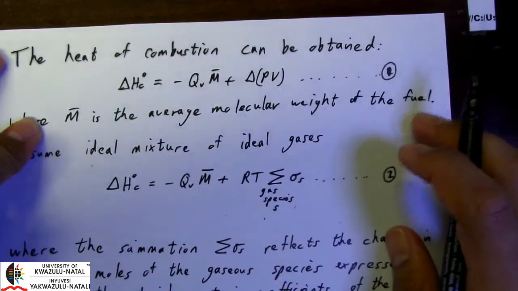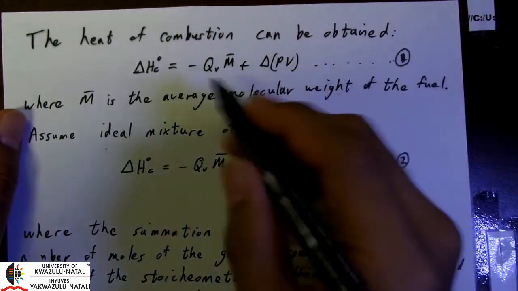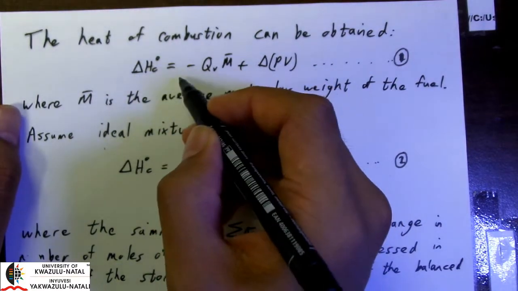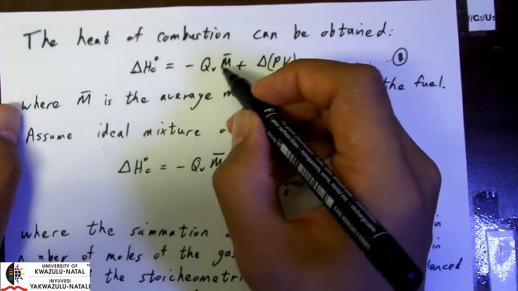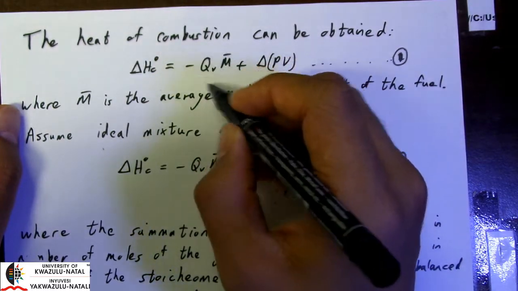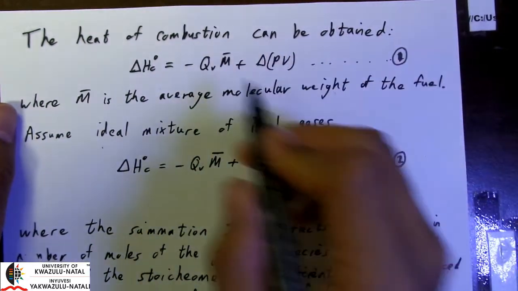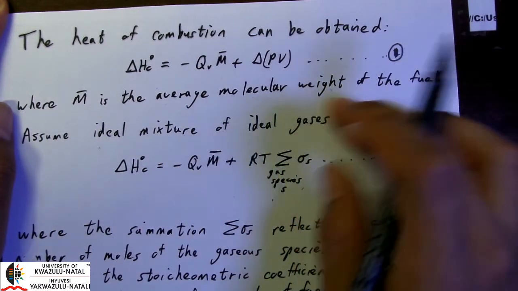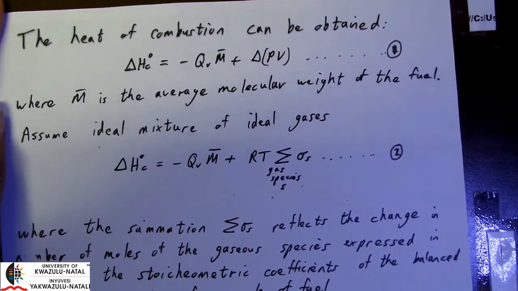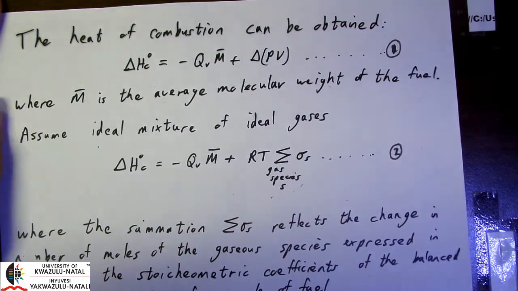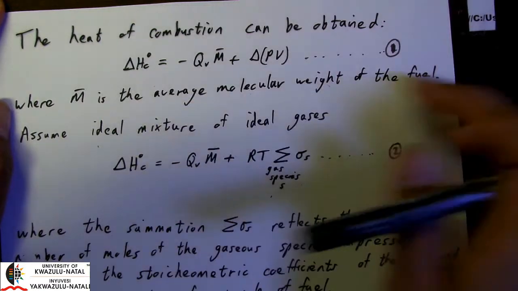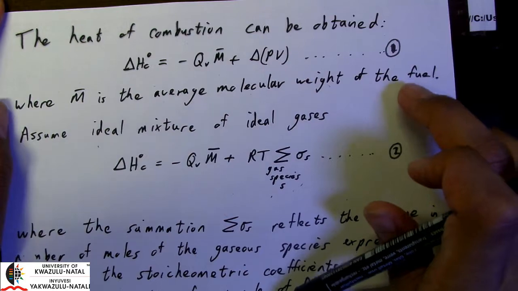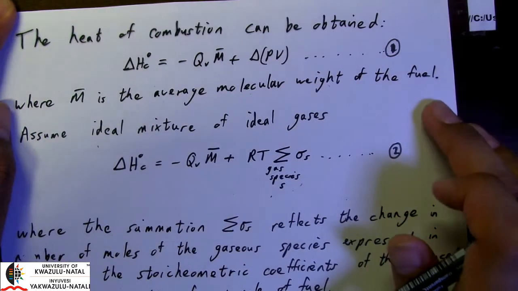Now our heat of combustion can be obtained. So this is our combustion reaction, and the heat of combustion is given as follows, as a function of our high heating value, and m bar is the average molecular weight of the fuel, and this is obtained by performing an ultimate analysis of that fuel. Okay, we get it in mass fractions first, and we convert using the molar masses of carbon, nitrogen, sulfur, etc. to get the average molecular weight.